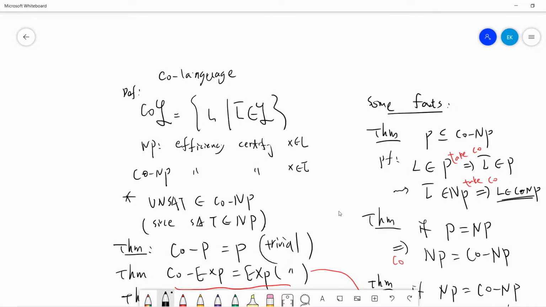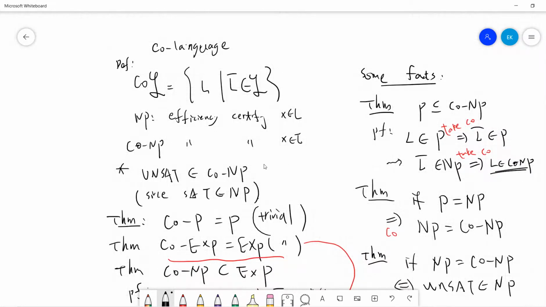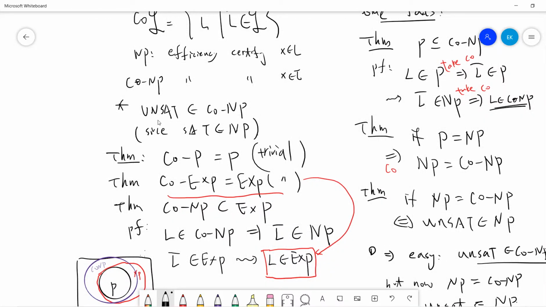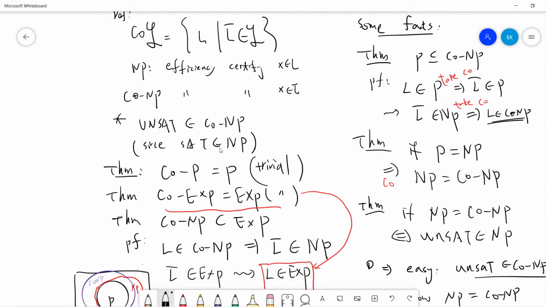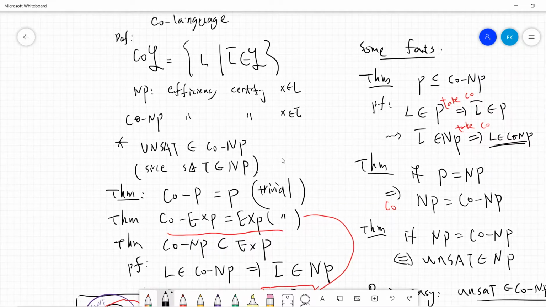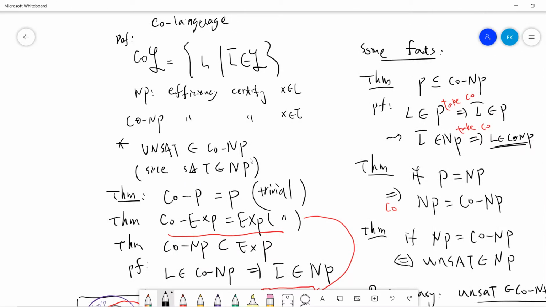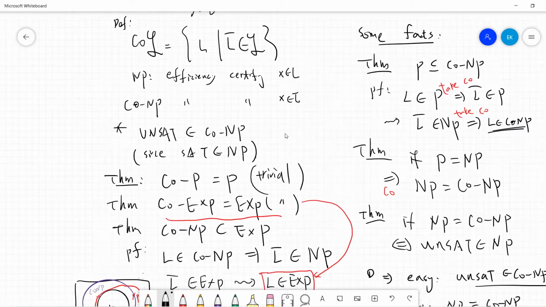I think the definition is clear, right? Because you can easily say, oh, this is a no, then it means it's co-NP. You can use only polynomial time to say this is not the correct answer. That means this problem is in co-NP. One important point is that the complement of SAT is co-NP, because SAT is NP. The idea is that if some language belongs to a set, then you can take co on both sides, and then you get the result. This is just logic.